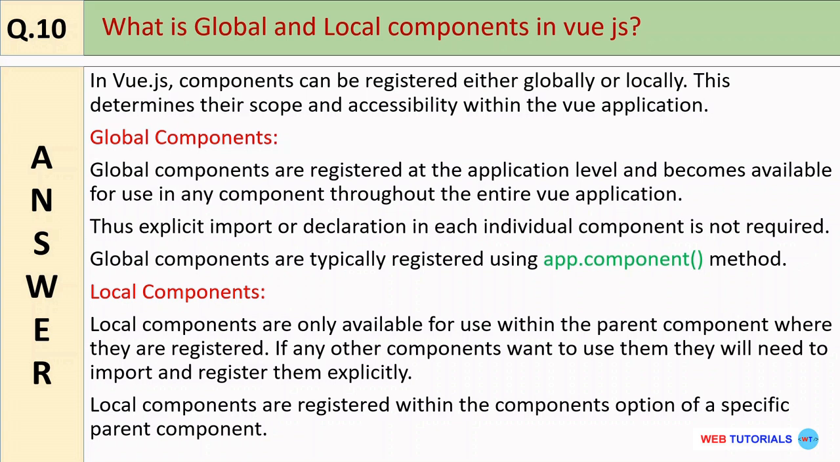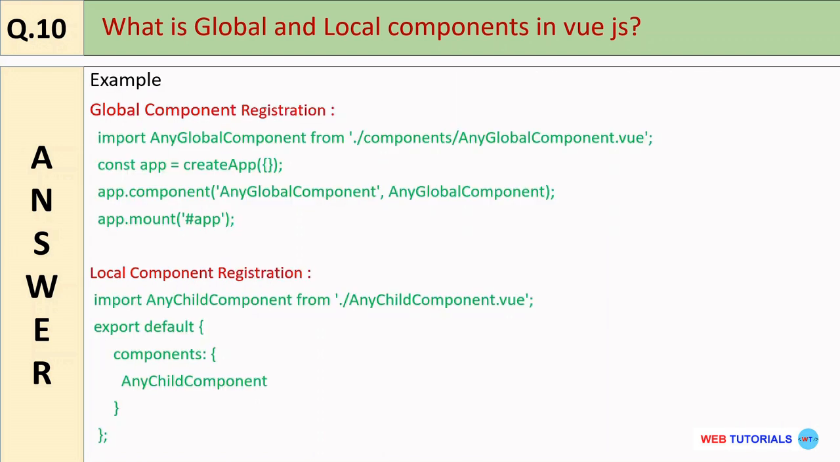Local components are available only within the parent component where they are registered. If any other component wants to use them, they will have to explicitly import and register the local component. Local components are registered using the components option of a specific parent component. This example code illustrates global and local component registration inside a Vue application.